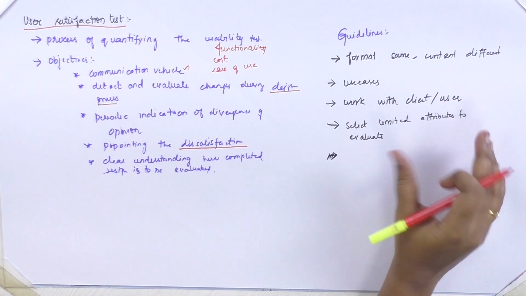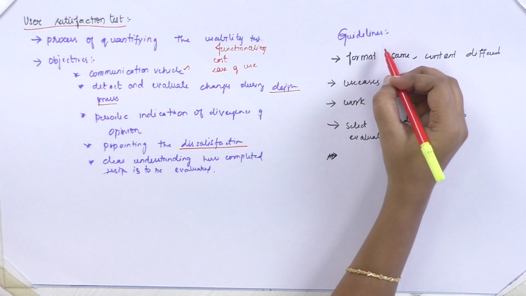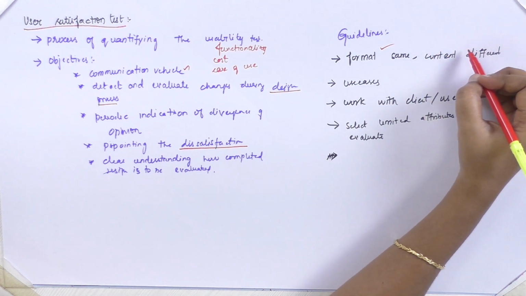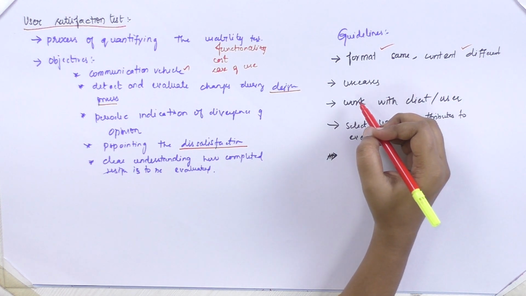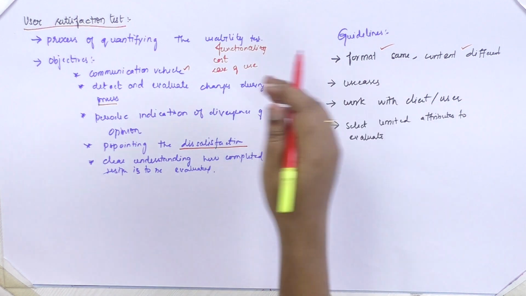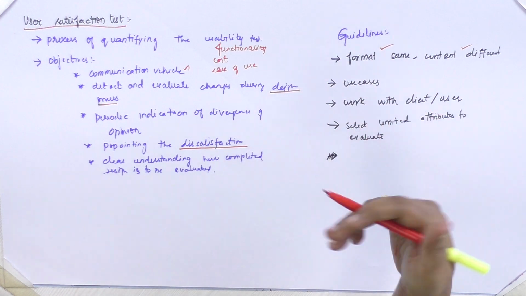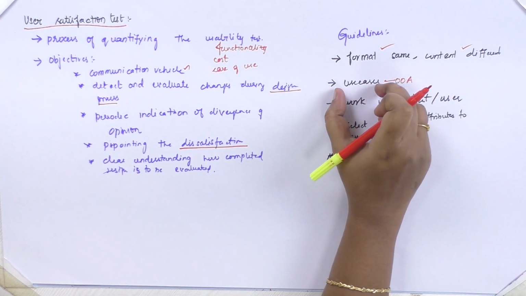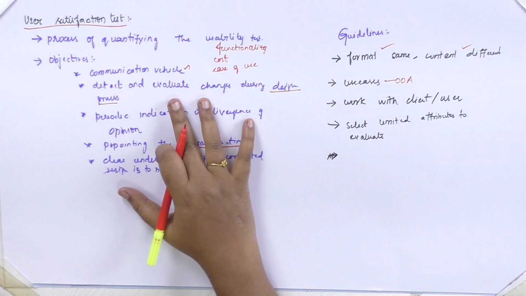You have some guidelines for performing user satisfaction testing. All user satisfaction testing has the same format, but the content over which it is performed is different. Next, you have to use the use cases you developed in the object oriented analysis phase. By looking at the use cases, you will be able to perform user satisfaction testing.